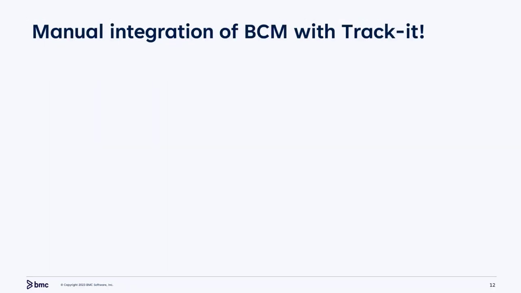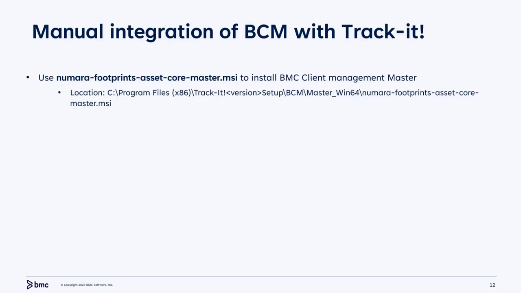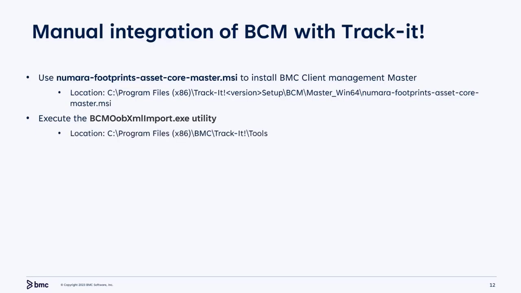For manual integration, BCM Master is installed separately. Be sure to use the Numara footprint asset core master.msi, which is found under the Trackit setup to install the BCM Master. You could then enable the integration by running the BCM OOP-XML import.exe utility. This utility is found under the Tools folder of Trackit.